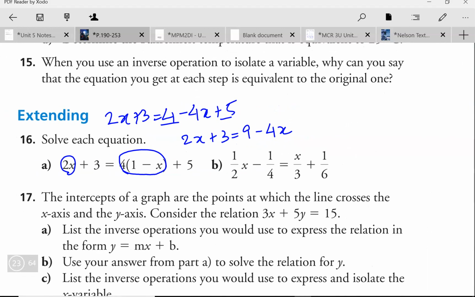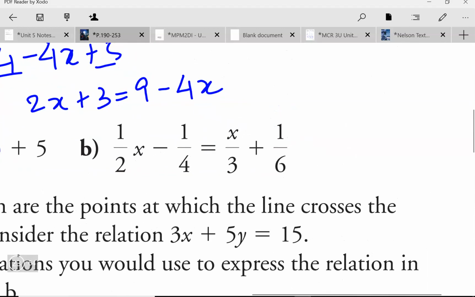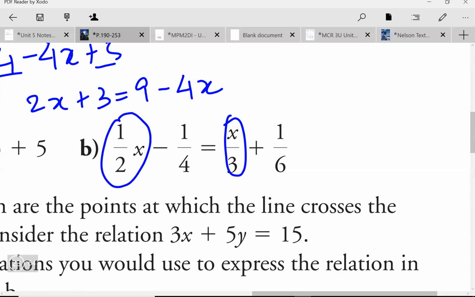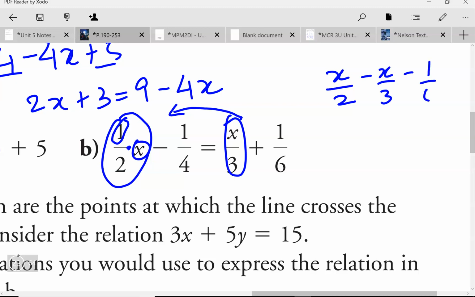Let's take a look at this question, 16b. Again, I see two different x terms. And again, very important, we're okay with the fact that half x is just 1/2 times x, right? So the numerator here is the 1 and the x, and the denominator is a 2. So half x is just x over 2. I'm moving this x over 3 over to this side, so minus x over 3 equals 1 over 6 plus 1 over 4.